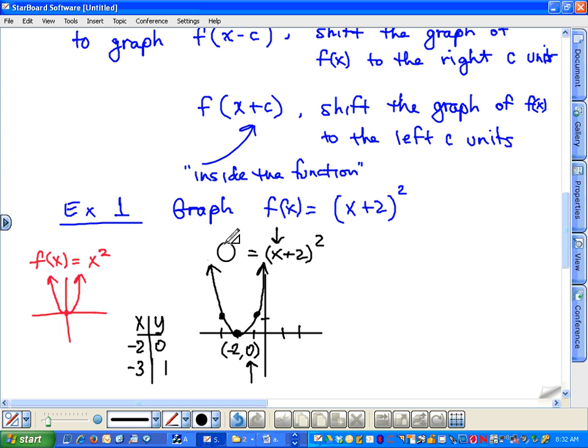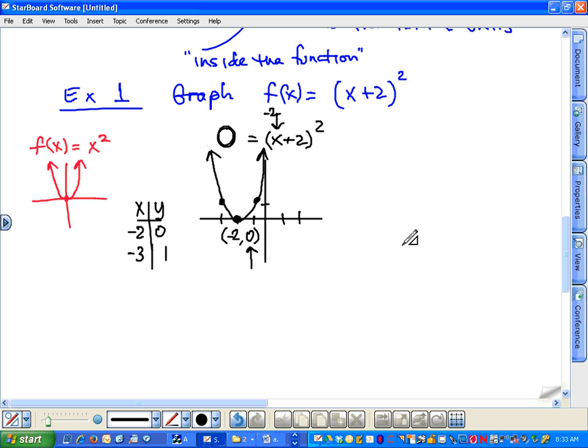So in order to maintain a value of 0 for the y part, the graph has to move over to allow x to equal negative 2. Does that make sense? Because what's negative 2 plus 2? 0. So the graph has to move over to negative 2 in order to have a y value of 0. That's why it moves opposite. Okay, that's one explanation of why. Let's do another one. Part B. Graph f(x) = √(x − 3).